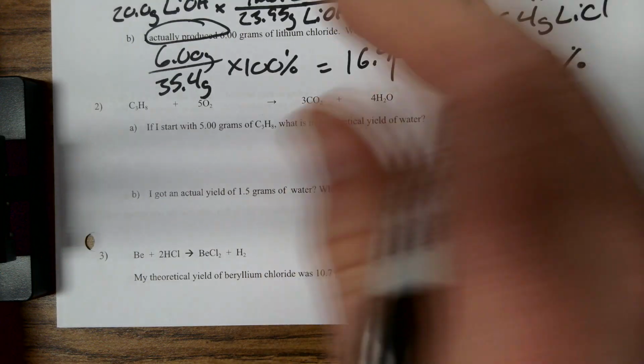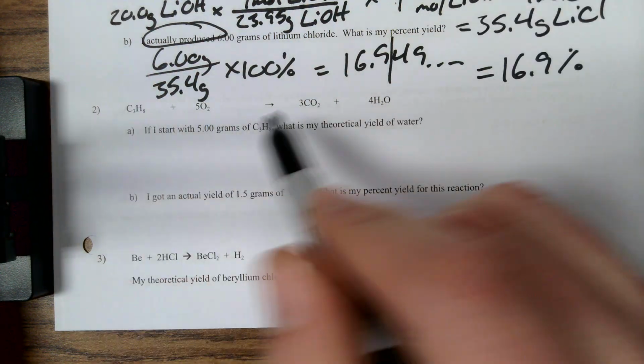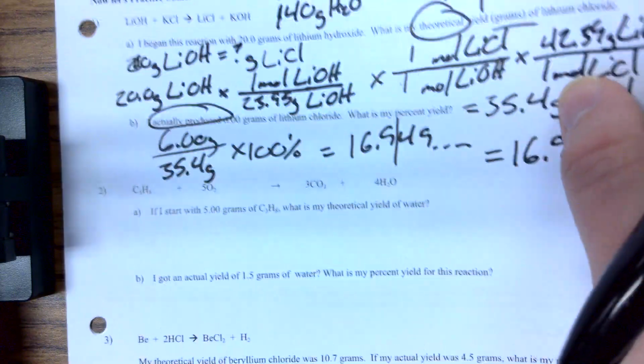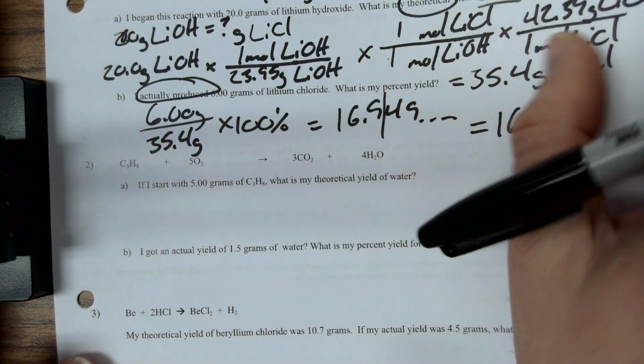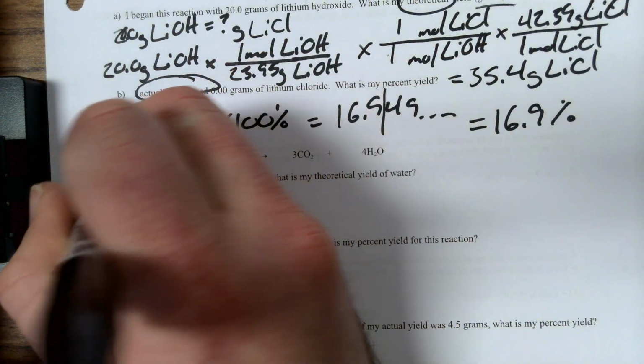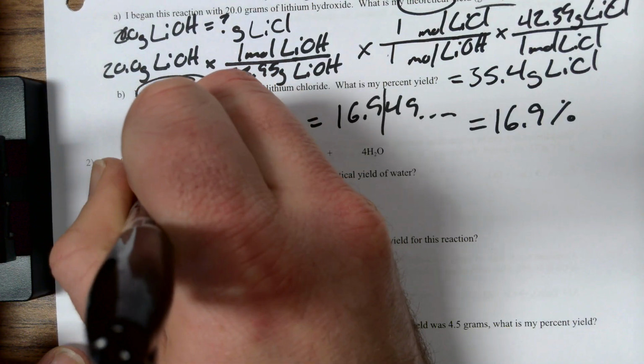So, I have my balanced equation. How do I know this? Just by looking at it. Coefficients. Anytime I see coefficients, balanced. So, I have 5 grams. Start off with 5.00 grams propane.